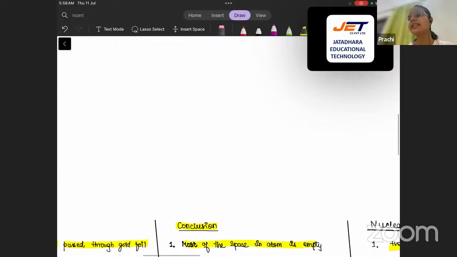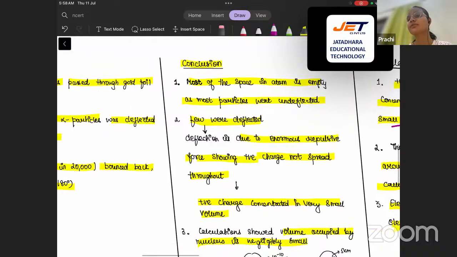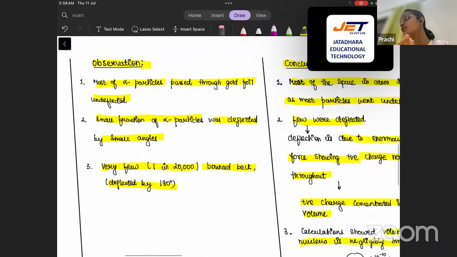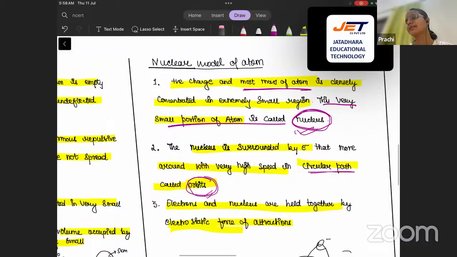So I hope this is clear to you, which is the gold foil experiment. What were the observations? You can get a direct question in your theory exam, in your board exam: what is the gold foil experiment? What was its observation, conclusion, and drawbacks?